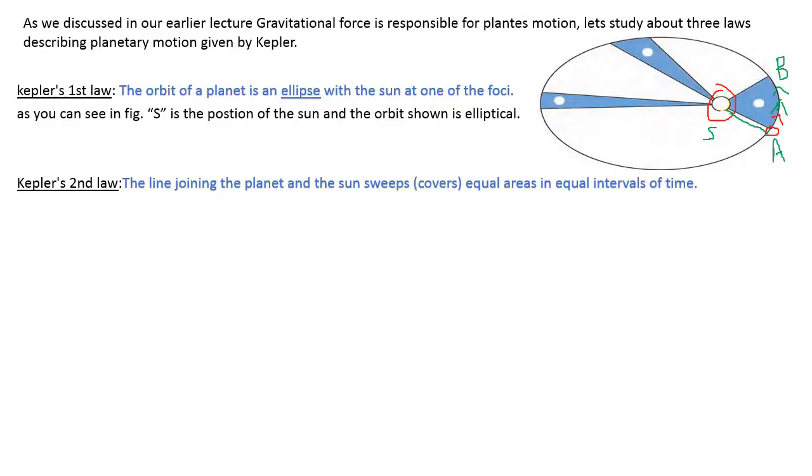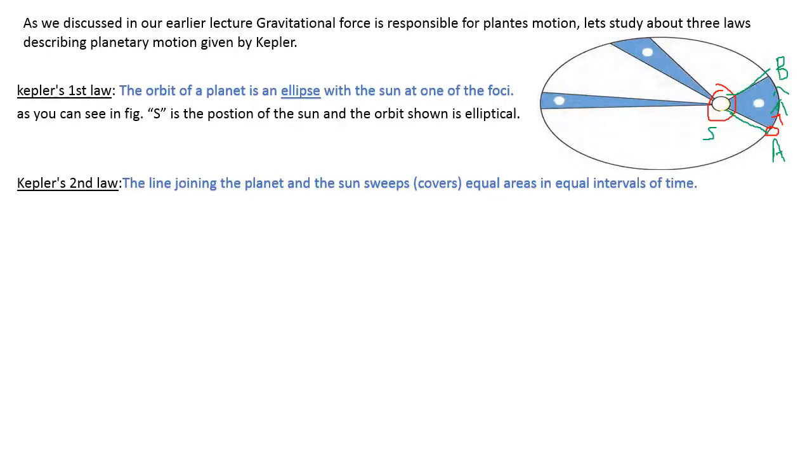So when the planet is at A, you will be having the line SA. When the planet is at B, you will have a line SB. So when the planet moves from A to B, it is going to cover this much area, SAB. Are you clear, able to get what I'm saying?